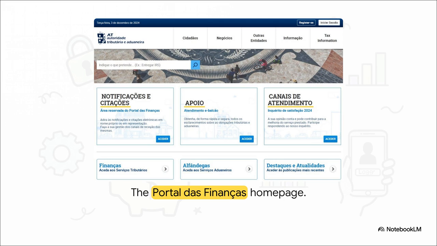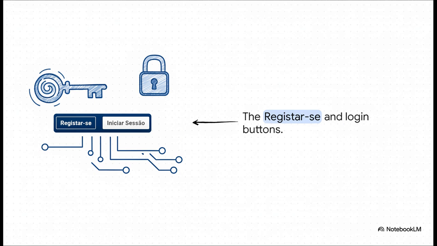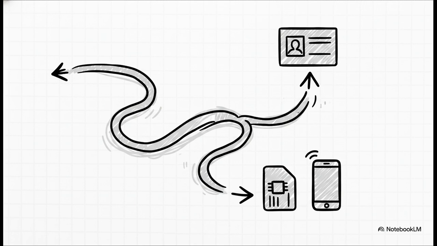But before you can explore any of that stuff, you need a way in. So, direct your attention right up to the top right corner of the homepage. See that blue Registar button? Yep, that translates to register. If you are brand new to the Portuguese tax system, clicking that button is literally your first step to forging your digital key. Once you click register, you're going to see two main pathways to get into the system.